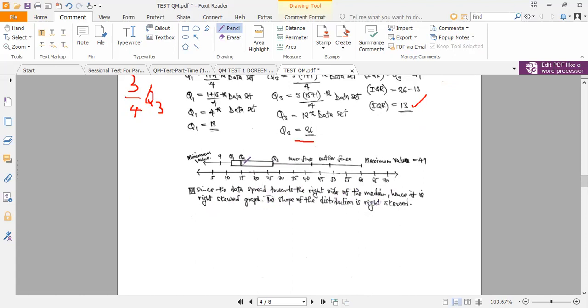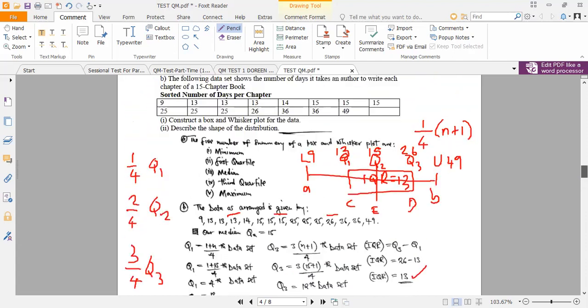So here we have our lower quartile, which is 13. Then here we have our median, which is 15. You see, this difference is 2. There's a bigger gap here from 15 to 26, so it's skewed to the right.